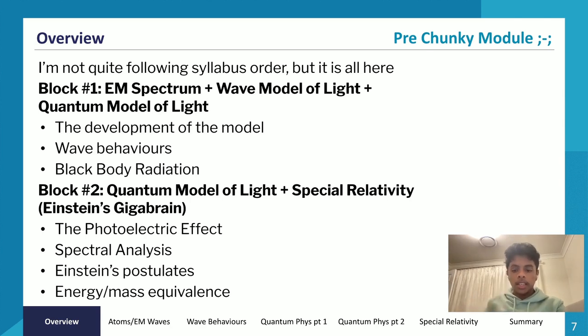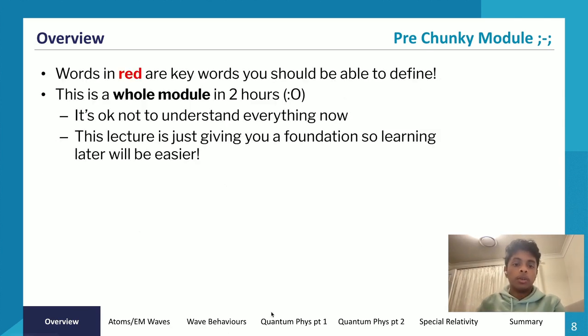So with that said, let's go into a little bit more about how you'll be analyzing what we have in the lecture, right? The words in red are keywords. You should be able to define these, because these keywords can be tested on in your exams. The words in red are also general concepts that if you know how to define them, it shows that you have a good understanding of those concepts, which is what we're looking for. The other important thing is, this is a whole module in 2 hours. As I mentioned before, it's okay to not understand everything, and we're just giving you a foundation so that learning later will be easier.